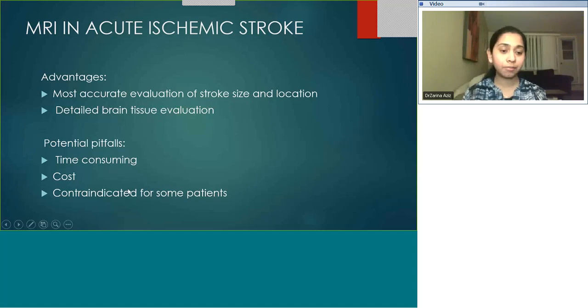So the most important thing is that it is time consuming. And as I said, time is brain. So MRI is really losing its popularity in acute stroke imaging now, at least hyperacute stroke imaging, because of this particular constraint.